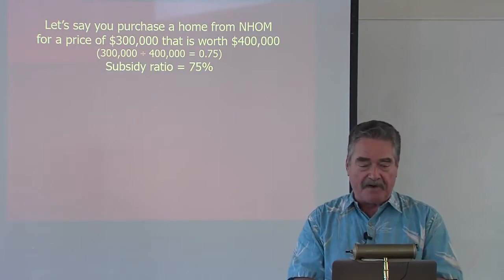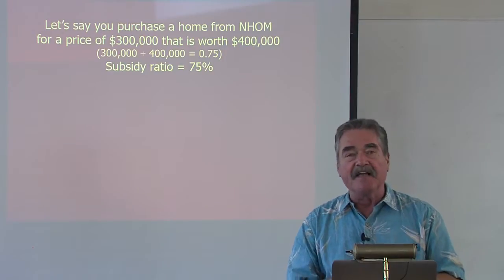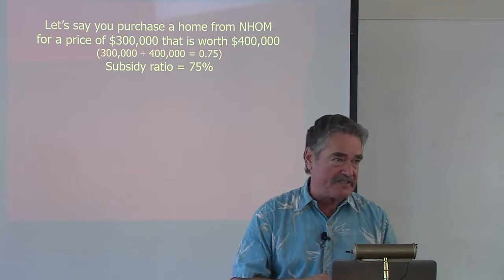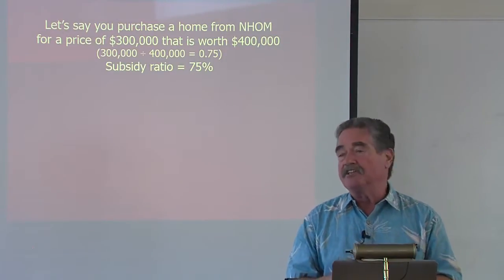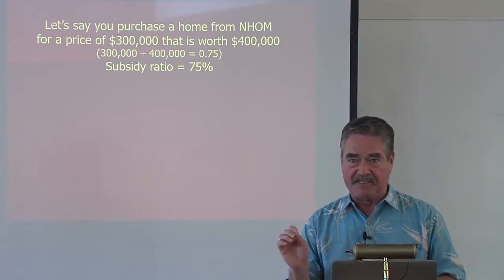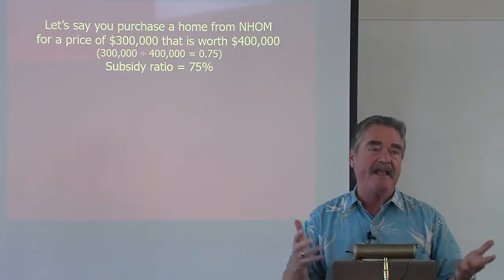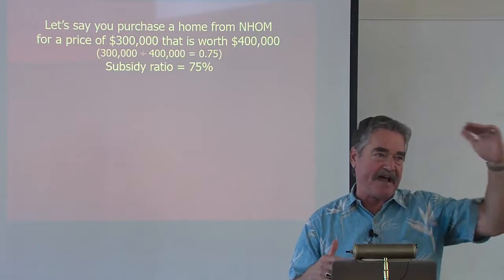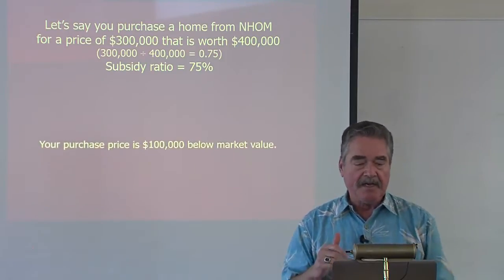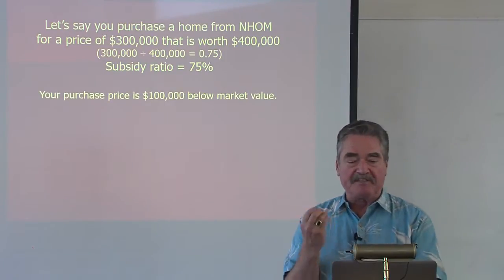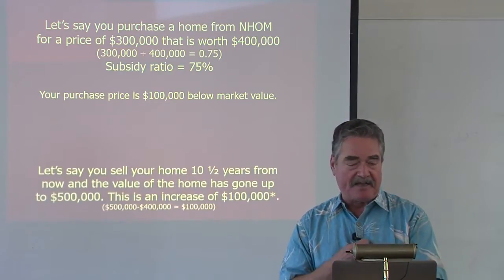$300,000 divided by $400,000 is a ratio of 0.75. Subsidy ratio is 75%. In plain language, you're paying 75% of the value of the house. Your purchase price is $100,000 below market value.